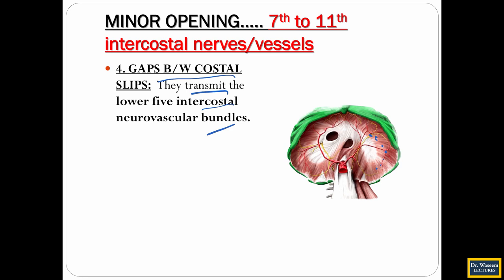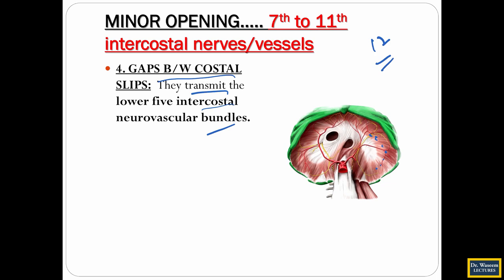Likewise, lower 5, not 6, lower 5, because the 12th was coming deeper to the medial arcuate ligament. Between these costal slips, because costal slips are taking origin from the 7th rib, 8th rib, 9th, 10th, 11th and 12th. So, 6 costal slips of the diaphragm are present. So, there will be gaps between these slips. 6 slips, so 5 will be the gaps.